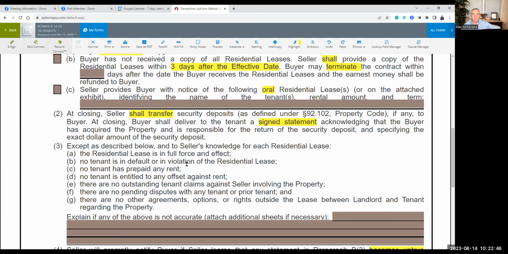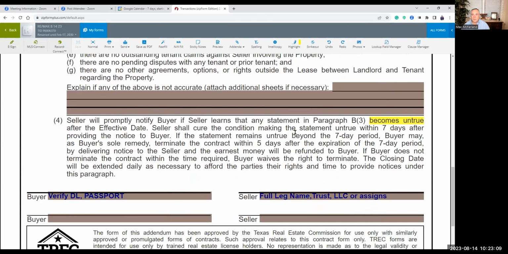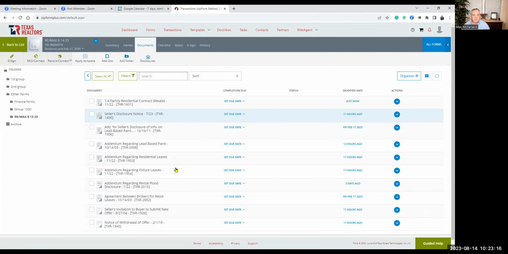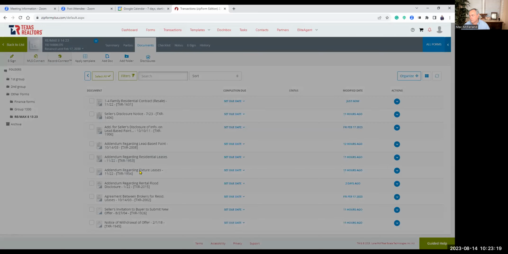So if the buyer is buying or the seller is selling a duplex, for example, even if they're living in one and renting out the other one, there's a security deposit. The seller's not allowed to keep that. It gets transferred to the new buyer. And in fact, the buyer has to give a signed statement to the tenant, according to this form, right? And if anything changes, the seller is supposed to let the buyer know about that. Any questions on that one?